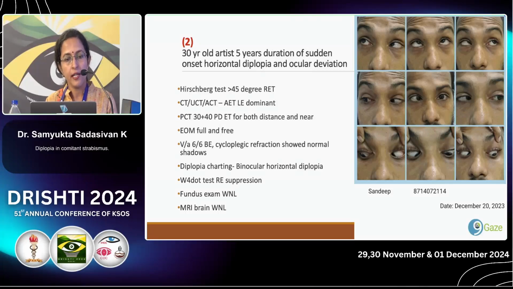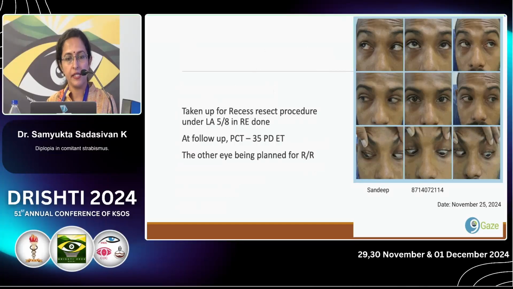So on evaluation, cover test revealed alternating ET with left dominance. Prism cover test showed 30 plus 40 prism diopter ET for both distance and near. EOM was full. Visual acuity, best corrected visual acuity 6/6. Cycloplegic refraction showed normal retinoscopy shadows. And fundus exam was within normal limits. Again, MRI brain was done. That was also normal. So this was an adult whom we diagnosed with AACE.